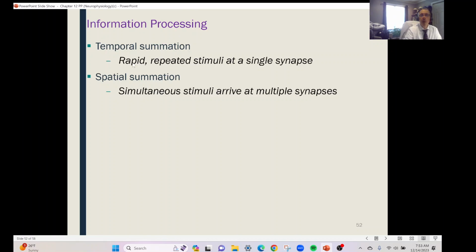Temporal summation is rapid, repeated stimuli at a single synapse. All I'm saying with temporal summation, and I'll show you a picture, is that if I have one neuron firing repetitively at another neuron, that would be temporal summation. But with spatial summation, I have one postsynaptic neuron that's being fired upon by many different neurons. That is known as spatial summation. This is the simultaneous stimuli that arrive at multiple synapses. And I'll show you a picture.